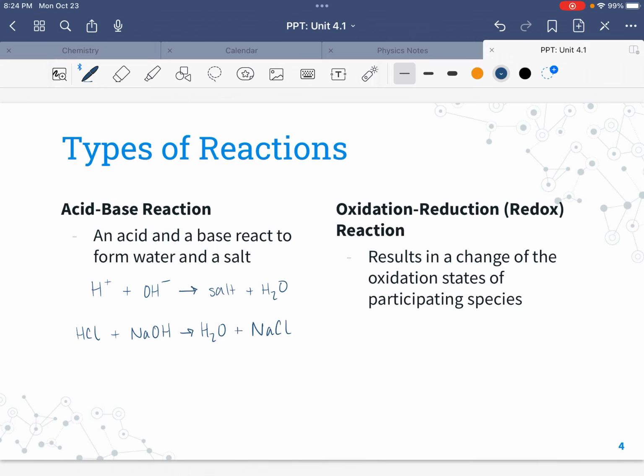All right, and then we have our oxidation-reduction reactions, or redox for short. These result in a change of the oxidation states of participating species. We're going to talk a lot about redox reactions. They're a bit more involved. This is a new type of reaction that we didn't really cover in basic chemistry. But basically, if I have an ion that is going to accept electrons, this changes its oxidation state, going from a +2 charge to a neutral charge. We'll deal more with redox later in this unit.